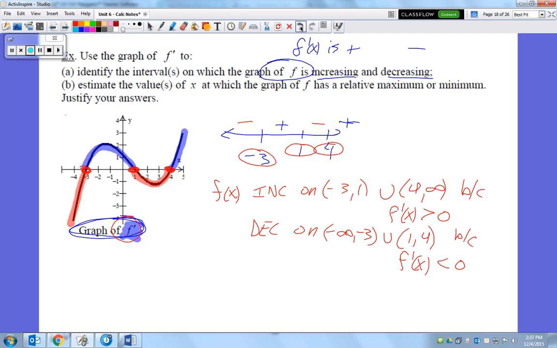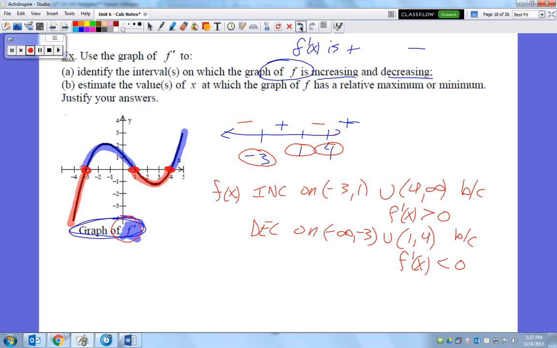Undefined. A removable discontinuity of some sort, right? Some sort, it would be undefined. This would show you that is a cusp or vertical tangent or something on that graph. You see it? Alright, so here we go.